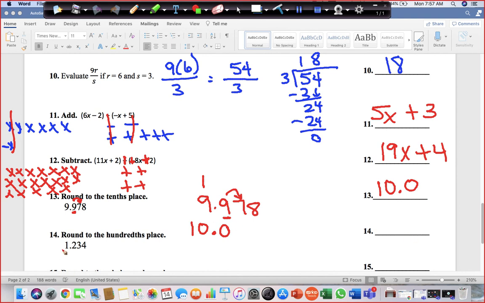All right, number 14, round to the hundredths place. The hundredths place is the 3. We're going to look back at the 4. The 4 is not enough to bump the 3 up, so everything in front will stay the same, and everything behind the hundredths place will fall away.